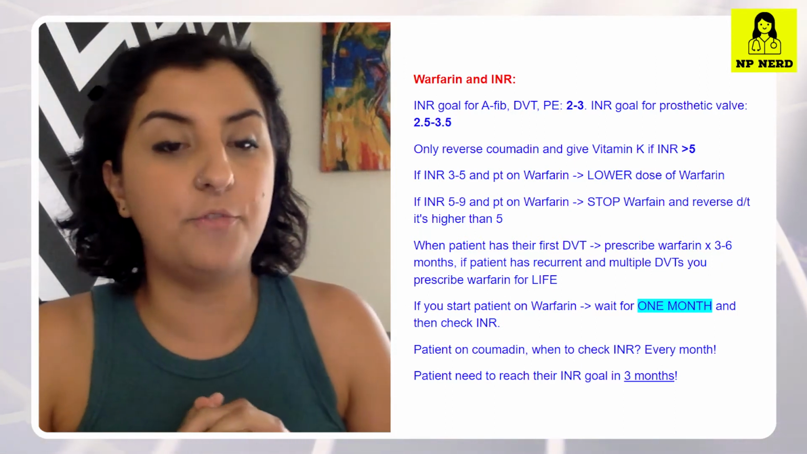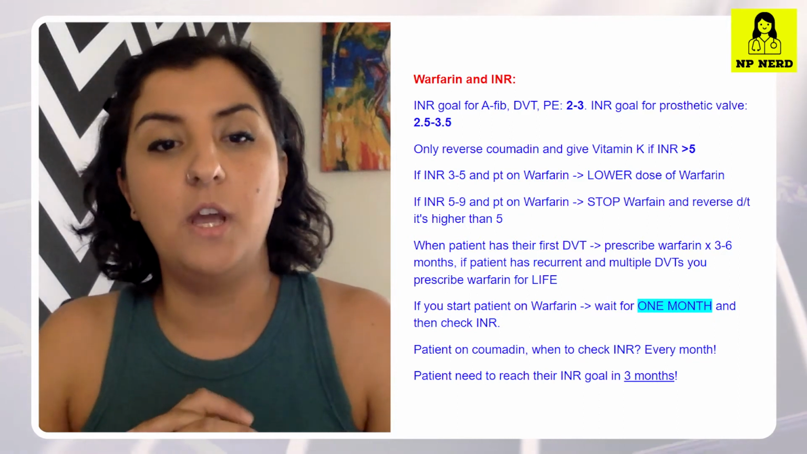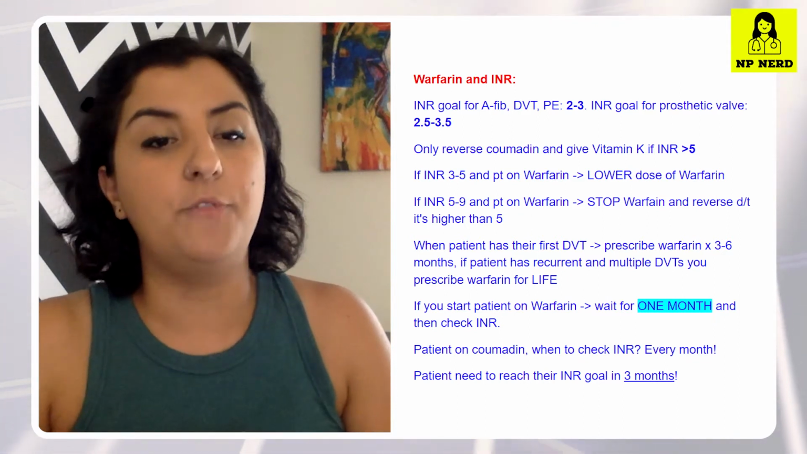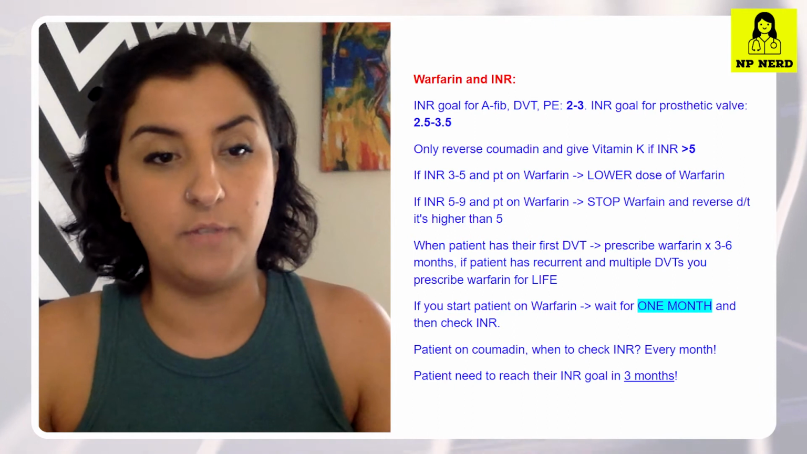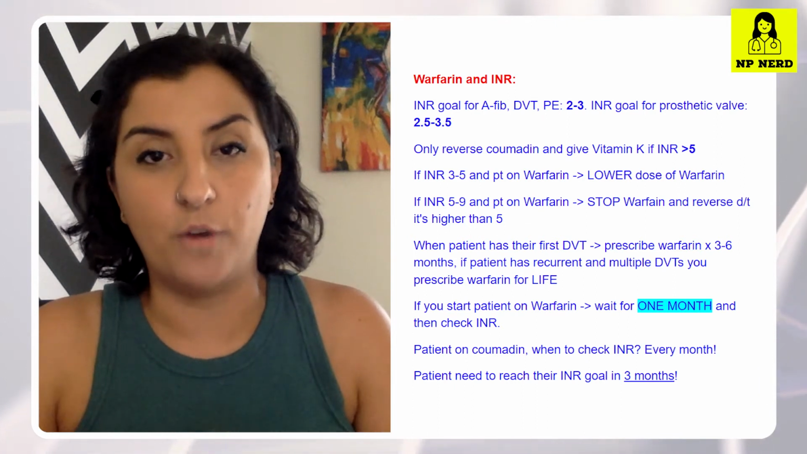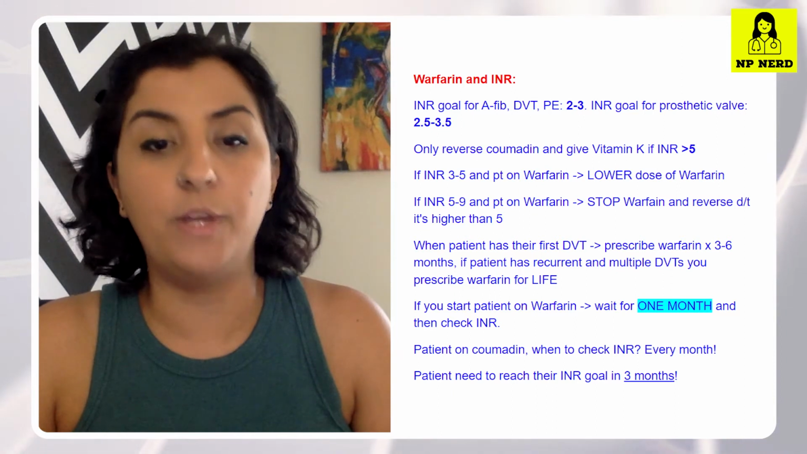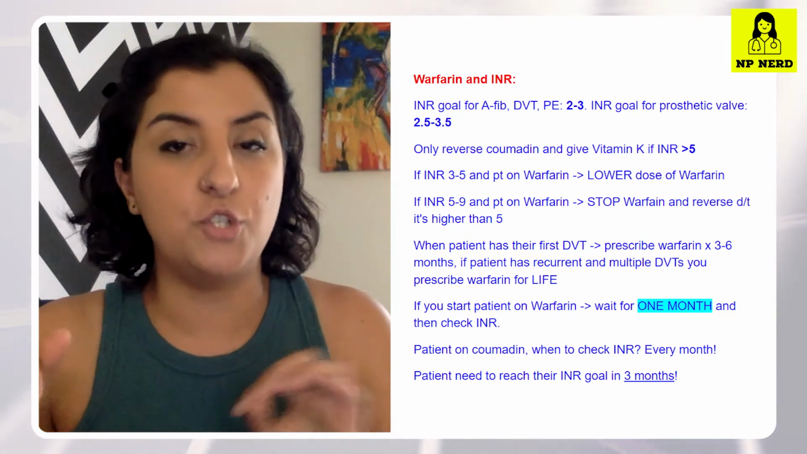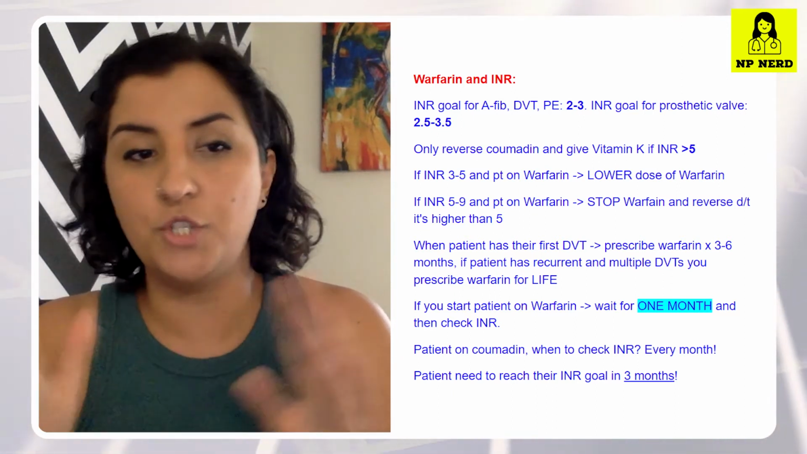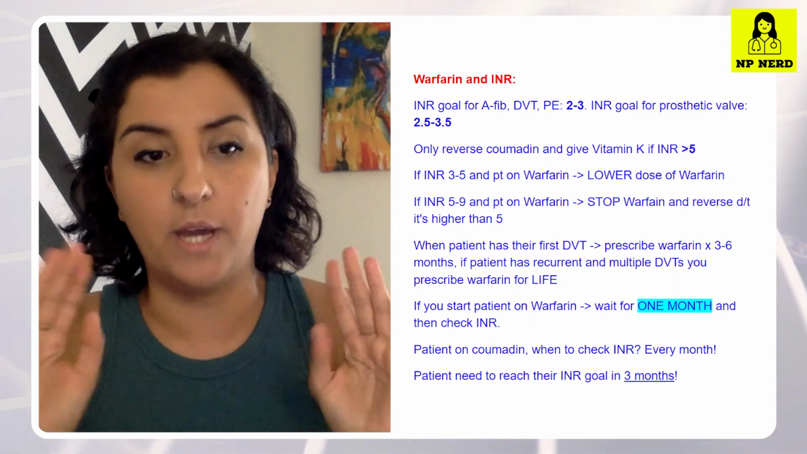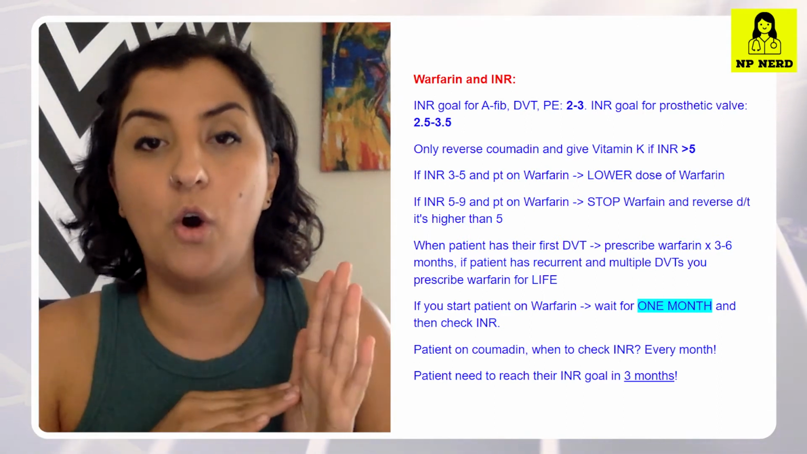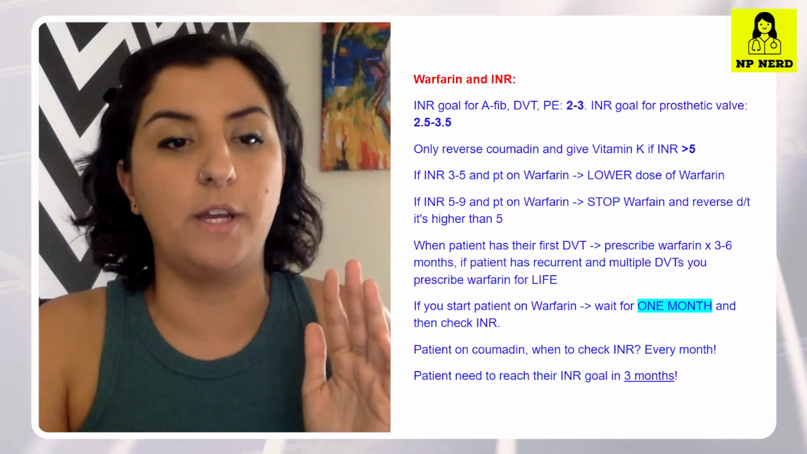When a patient has their first DVT, you prescribe warfarin for 3 to 6 months. If the patient has recurrent and multiple DVTs, then that's when you prescribe warfarin for life, okay? If you start a patient on warfarin, you have to wait 1 month and then check their INR. You don't check their INR right away, okay? You start the warfarin, let them be on it for a whole month, then you check your INR.